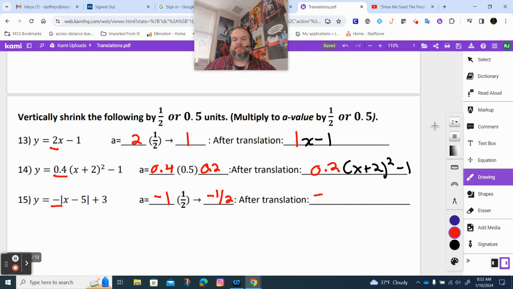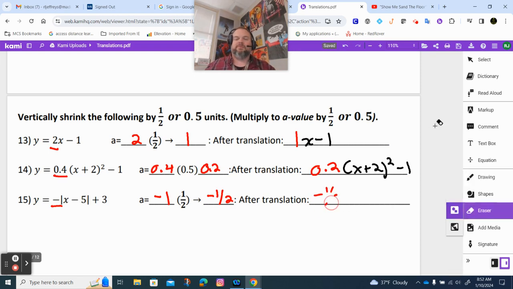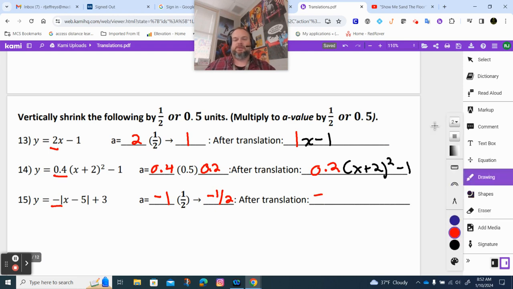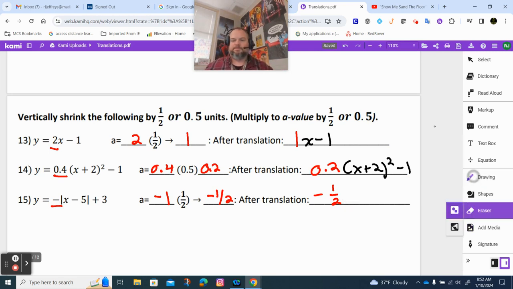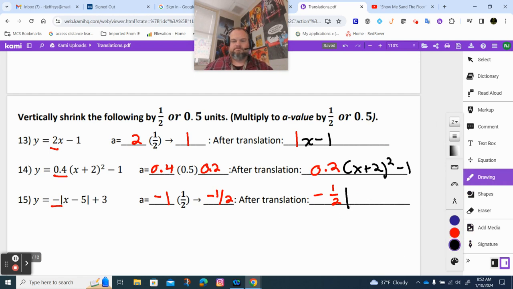And then again, some people are going to write it like this, just trying to cover all the bases. All right, that's the last one on the handout, right?